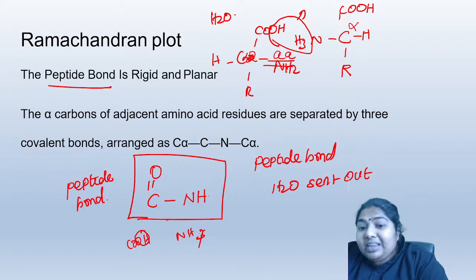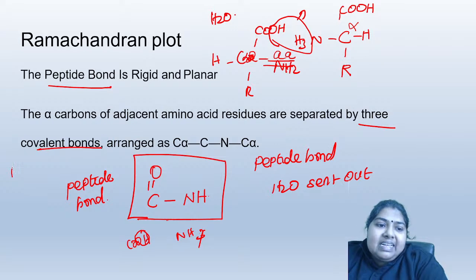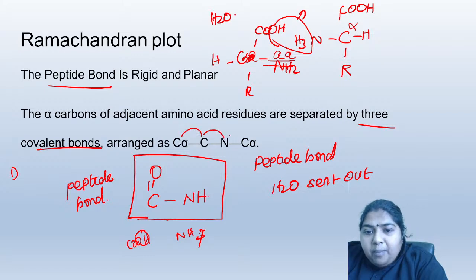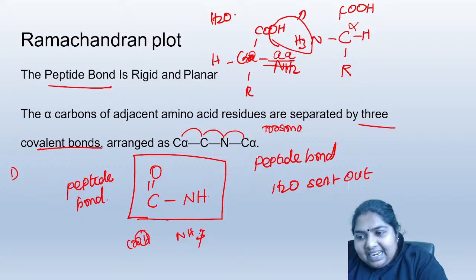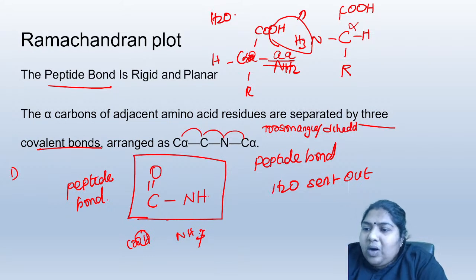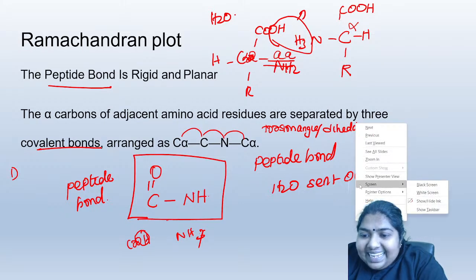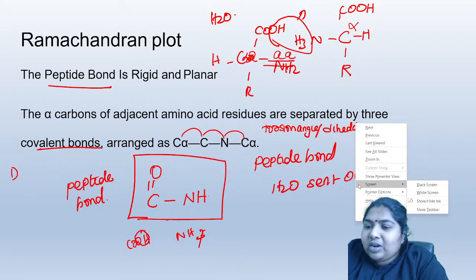Now if you carefully see, there are different adjacent residues and they have 3 covalent bonds. These 3 covalent bonds, named as number 1. The angle that is formed between these 3 bonds is what is called the torsion angle, or you call it a dihedral angle. So these are the common names. What are the torsion angles or dihedral angles?